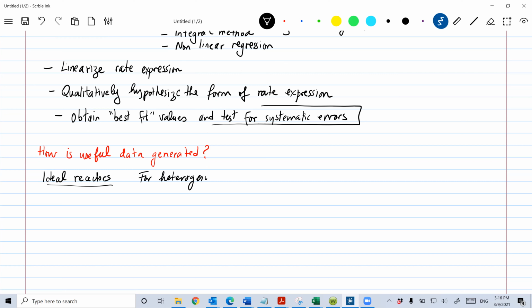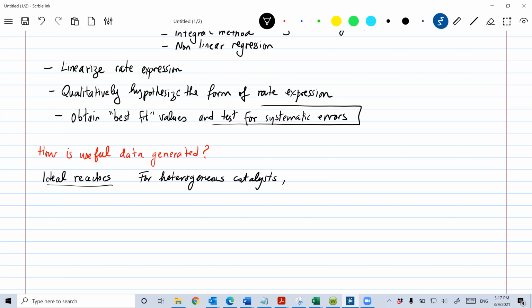One thing that we have assumed so far is that all the reactions are isothermal, but that's not the case. I don't know what percentage, but most reactions are not isothermal. So there's a couple of things.